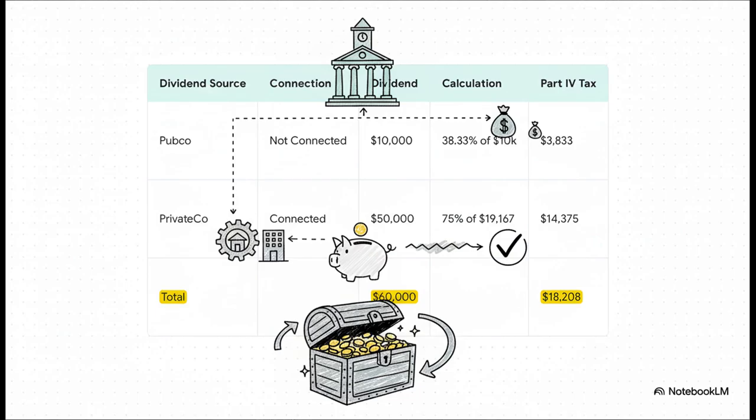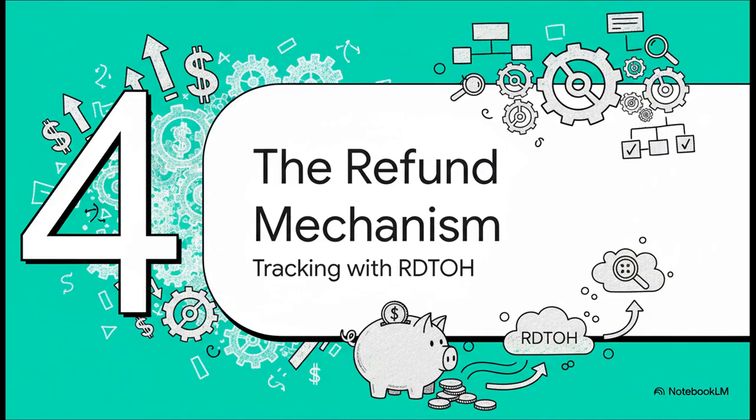This table is a fantastic example because it shows both of these rules playing out side by side. Look at ABC Corp. It gets a $10,000 dividend from a public company where it's not connected. Bam! It pays the flat 38.33% tax, which is $3,833. Then it gets a $50,000 dividend from Private Co., a company it controls. Here, the Part 4 tax is calculated as its 75% share of the dividend refund that Private Co. generated. In total, ABC Corp pays over $18,000 in Part 4 tax, and just like the tax on AII, this entire amount is refundable.